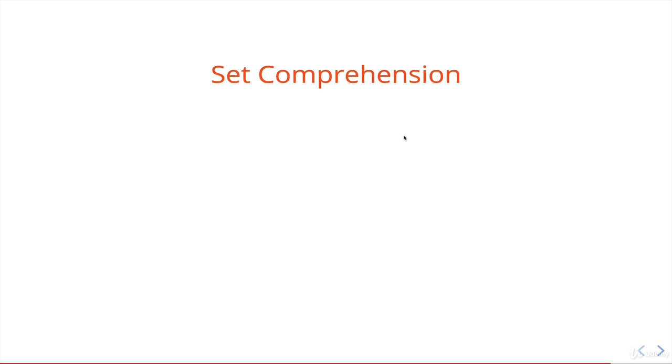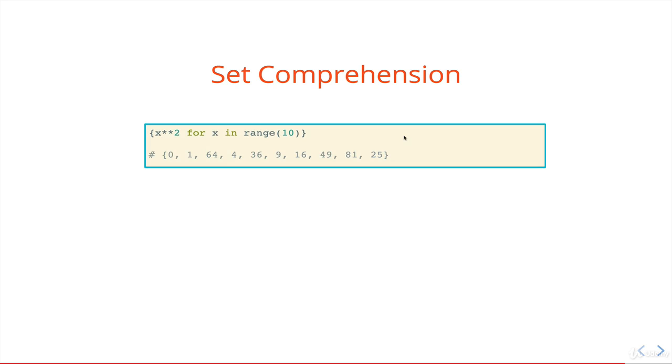Set comprehension is the same idea behind list comprehension and dictionary comprehension in that we can very rapidly create sets using sort of a shortcut notation. We can copy sets or manipulate them and make new versions where we operate on each item in the set. So here's a simple example.